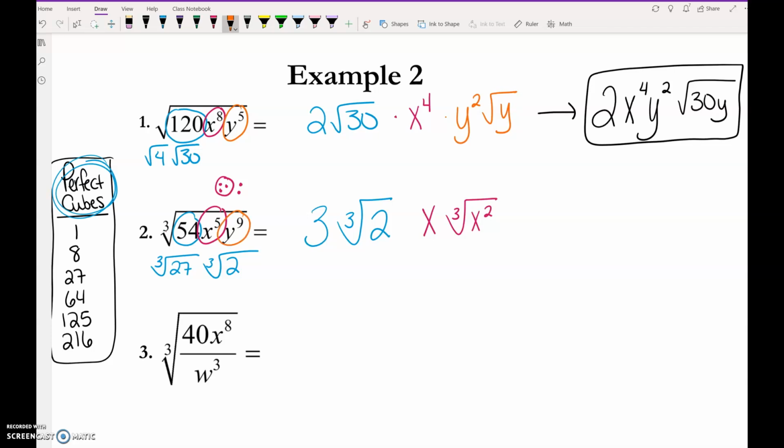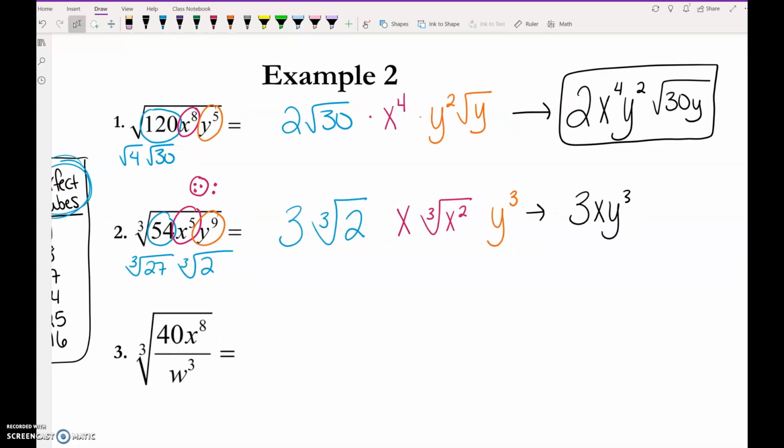Y to the 9th. How many groups of 3 are there in 9? 3. So our final answer is 3x y to the 3rd. When you write the third root, make sure that your index is nicely tucked into that checkmarky part so that it doesn't look like another exponent. 2x squared.